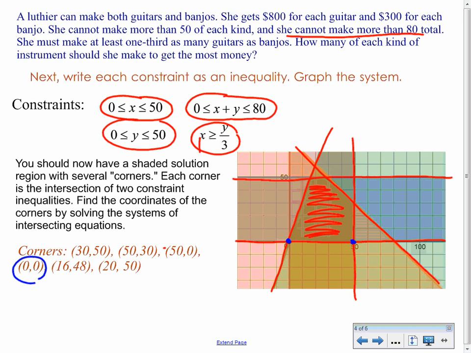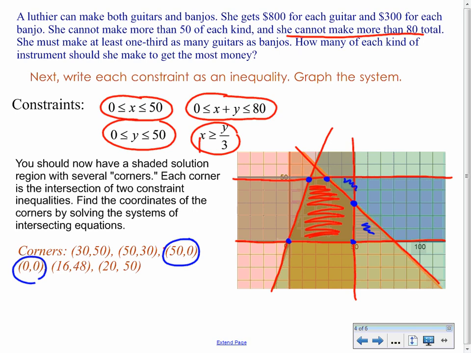Over here, this corner, remember this is not shaded by everything. You're making more than 50 guitars and you can't. So the corner is not out there, so don't get confused there. So right here though, you're making 50 guitars and you're making no banjos, 50, 0. That's there. You go up, remember this part is not entirely shaded. We have to actually go to this corner here. All right, and I'll get to that coordinate in just a moment. We're going to go to this coordinate there and this coordinate there.